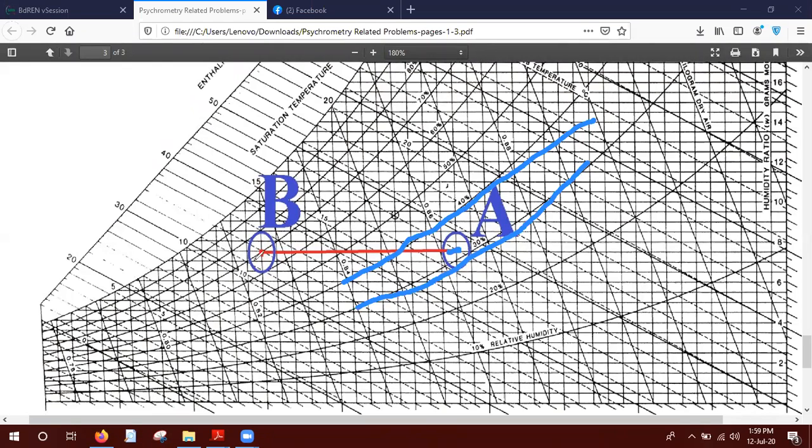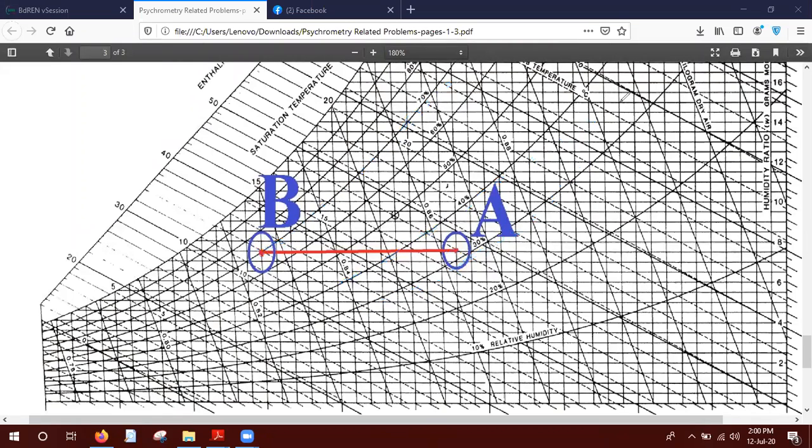So the next is the final relative humidity. You see that the B point is the final point, and it is situated exactly on the 70% relative humidity line. So we can say that the final relative humidity is 70%. The original relative humidity is 32 and the final relative humidity is 70%. So these two are done.